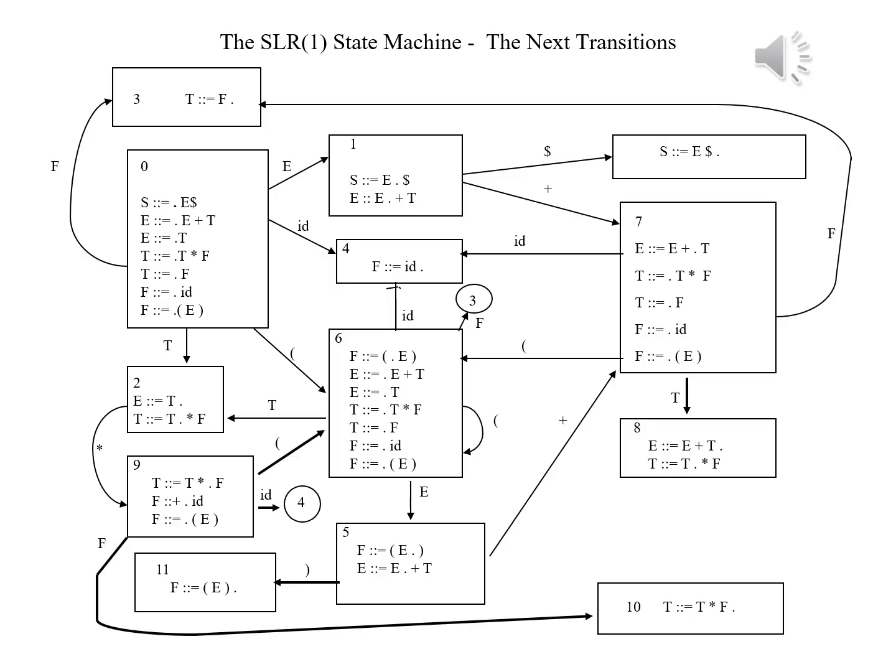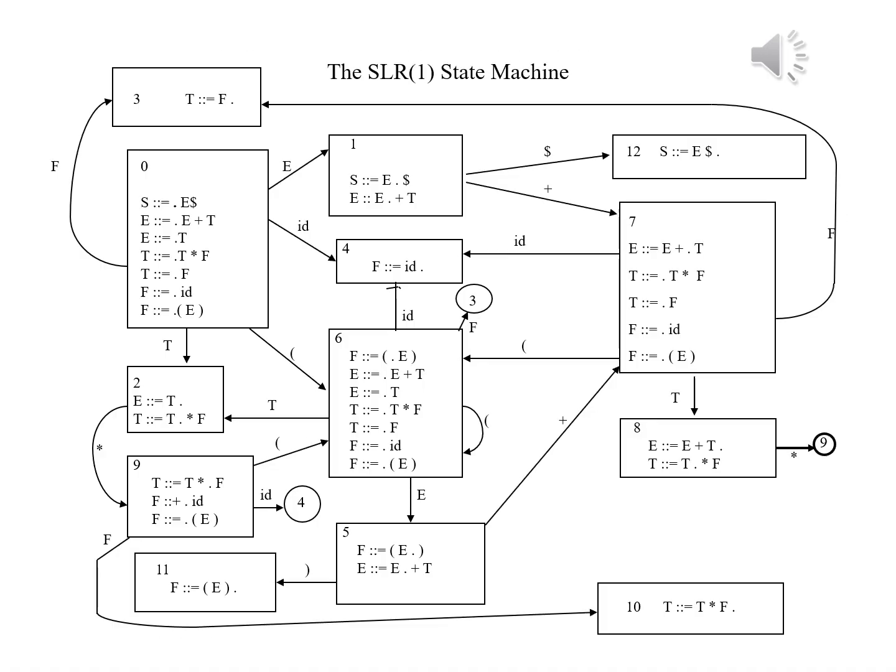Let's take a look at the transitions from state 9. The first item is T derives T times dot F. That will go to a new state, state 10. T derives T times F dot. We have F derives dot ID. That will go to state 4. F derives ID dot. We also have F derives dot open parenthesis E close parenthesis. This will go to state 6. F derives open parenthesis dot E close parenthesis.